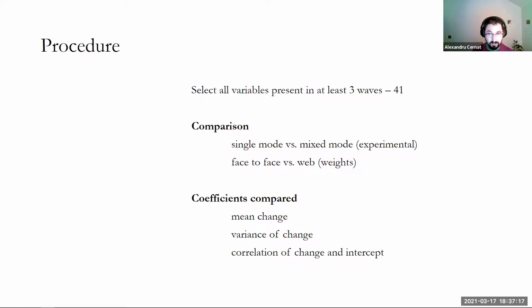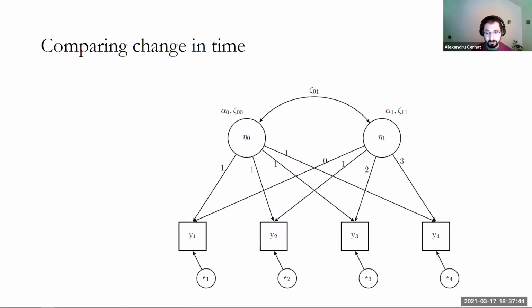And we did, like I said before, 2 comparisons: single mode versus mixed mode, which was experimental, and face-to-face versus web, where we use weights to deal with selection. And we looked at 3 types of coefficients: the average change overall, then the variance of change, or the between variation in change, and then the correlation between change and the intercept. The reason why we looked at this is because these are the typical coefficients that are estimated in models such as latent growth modeling and multi-level models for change.